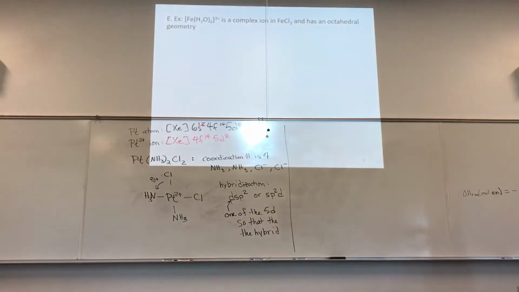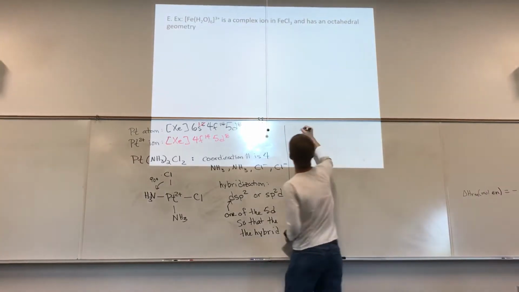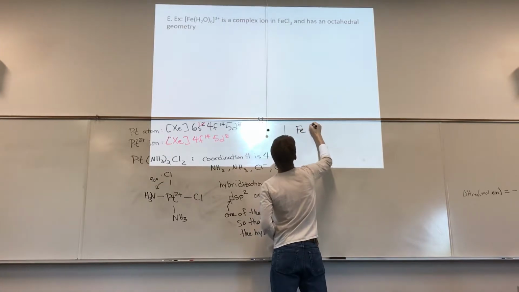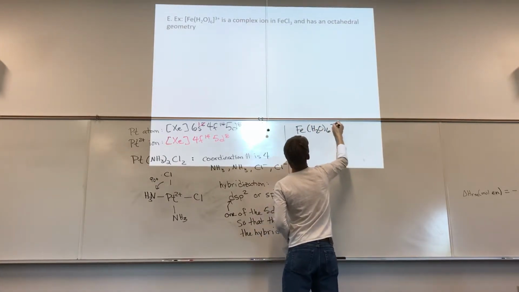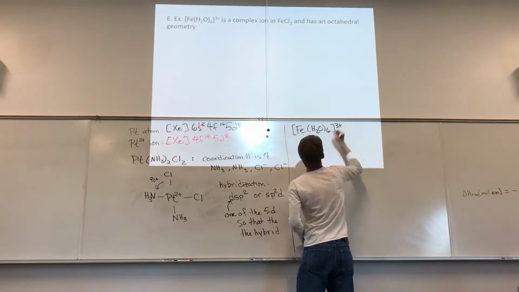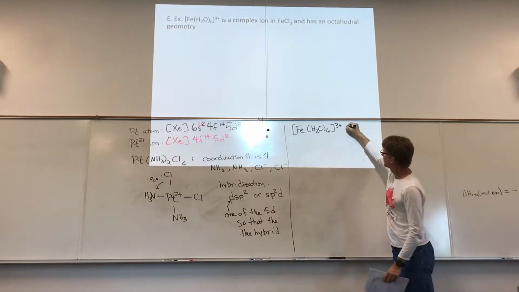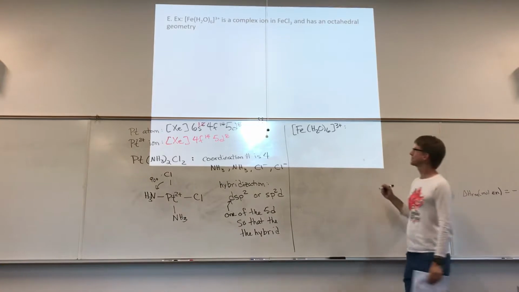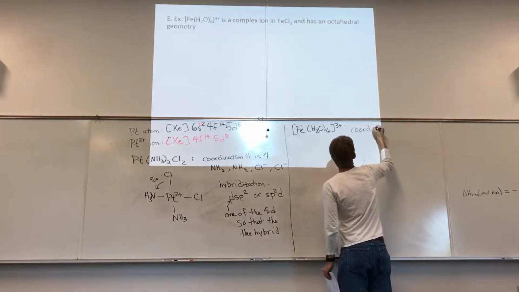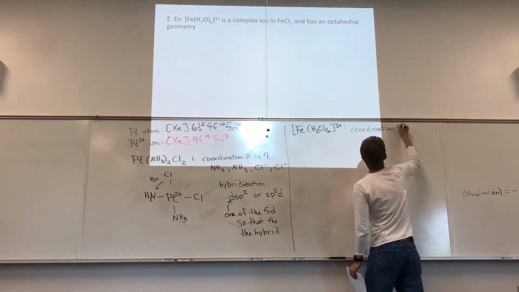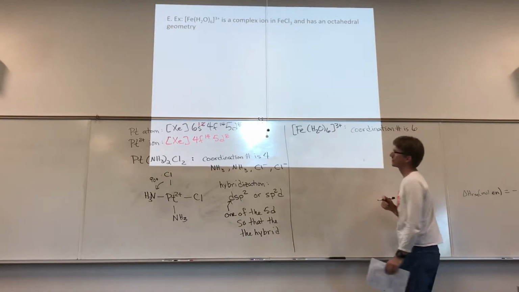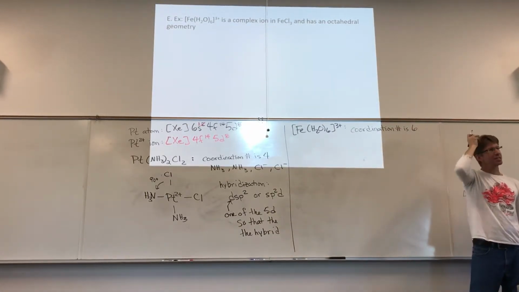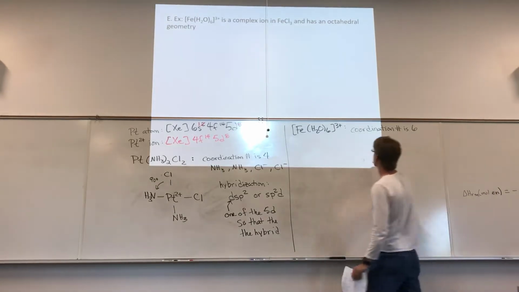So this is iron with 6 water ligands attached. It's a complex ion and has an octahedral geometry. So, coordination number is 6. There are 6 water ligands.